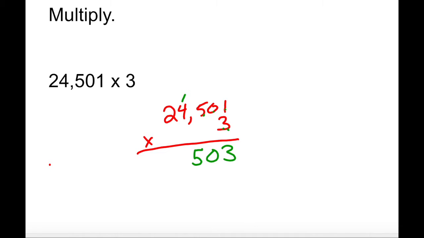Multiply first, then add the regrouping. 3 times 4 is 12. Then add 1 is 13. Regroup the 1. Again, multiply 2 times 3 first, then add the regrouping. 2 times 3 is 6 plus 1 is 7. The answer is 73,503.